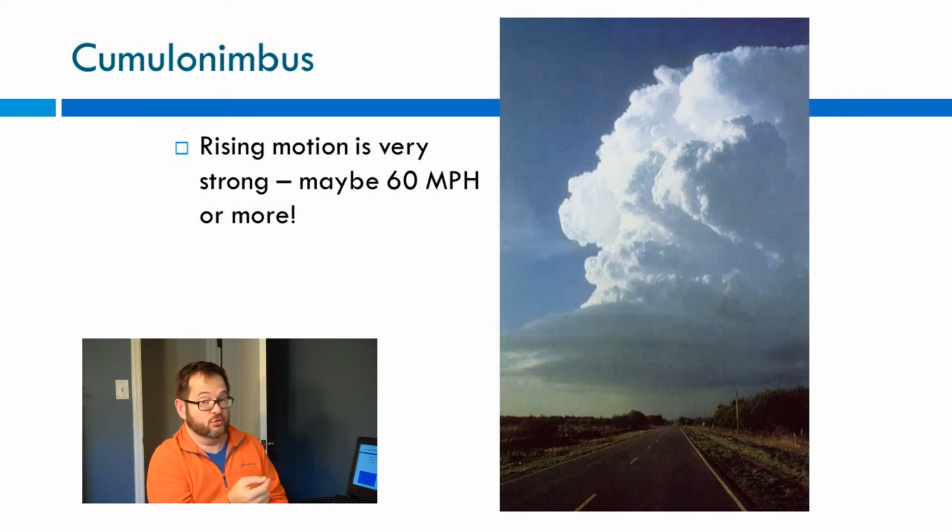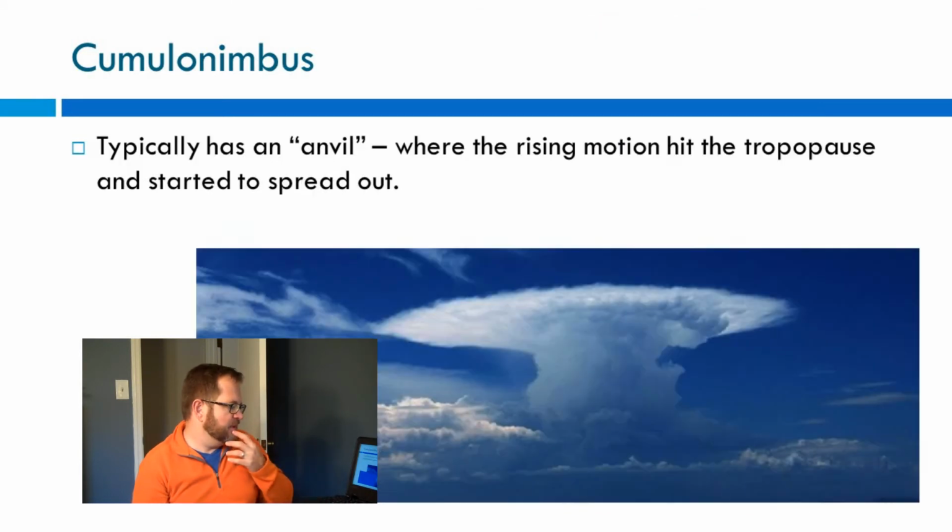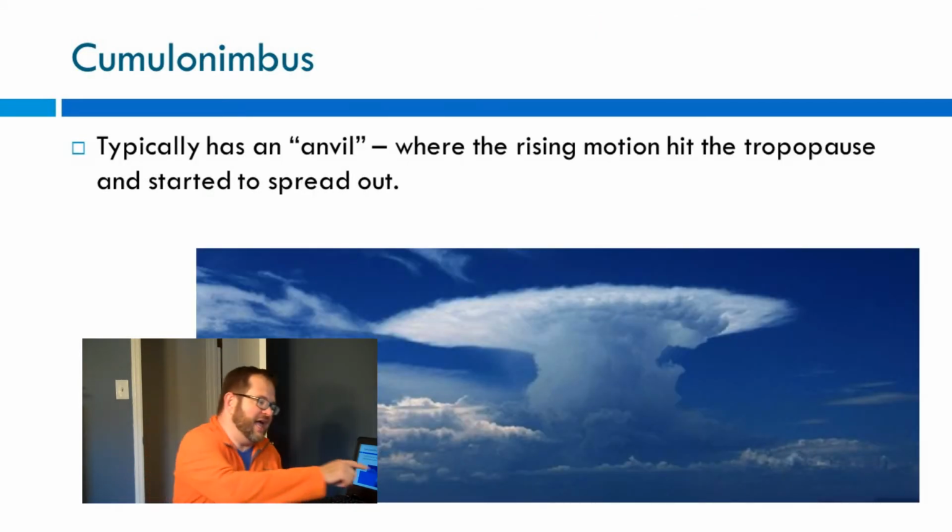Its rising motions are also very strong. The rising motion in a cumulonimbus cloud might be 50 to 100 miles per hour. Okay. The rising motion in a cumulus cloud might be a few miles per hour. Rising motion in a stratus cloud might be a few centimeters per second. I mean, virtually nothing.